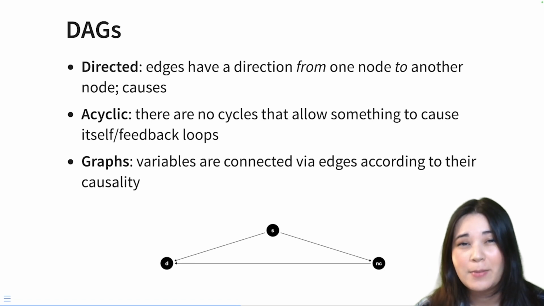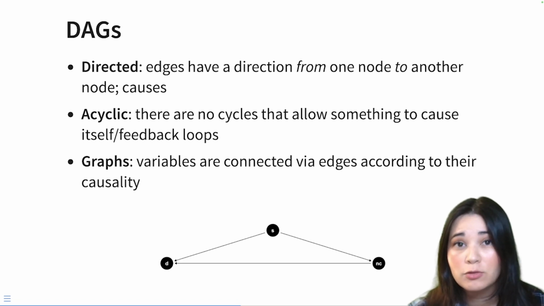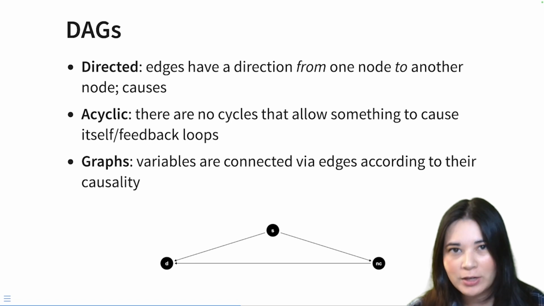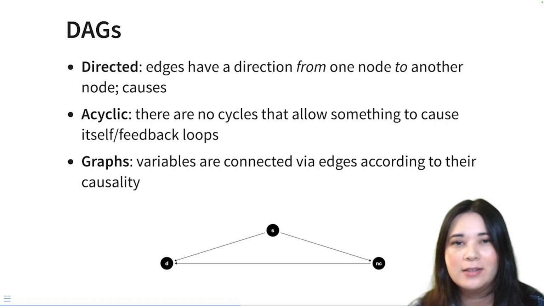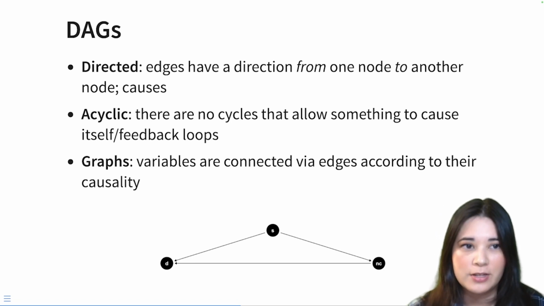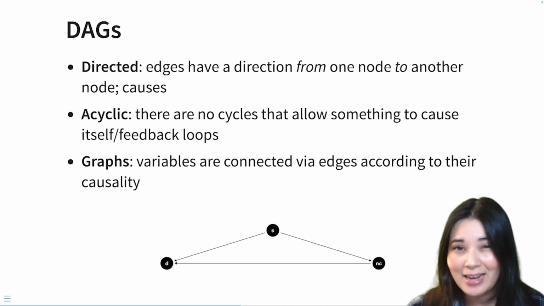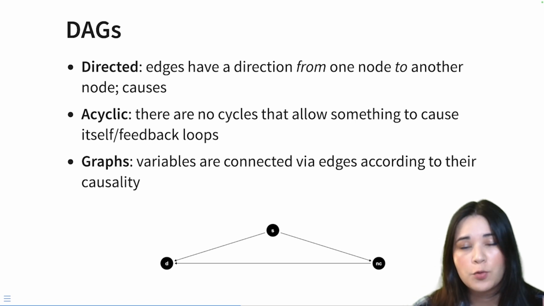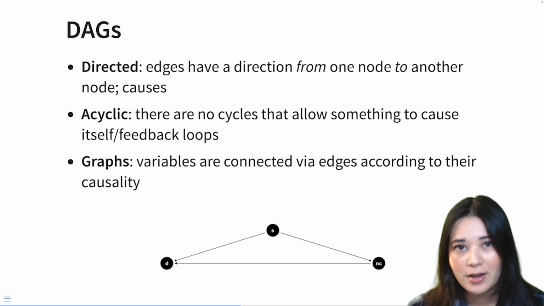Now, we talked a little bit about DAGs in the context of graph theory before, but now I want to talk about them a little bit more in the context of causal inference. So you may remember that DAG stands for a directed acyclic graph. Directed just means that all of the edges in the graph have a direction. They go from one node to another node.